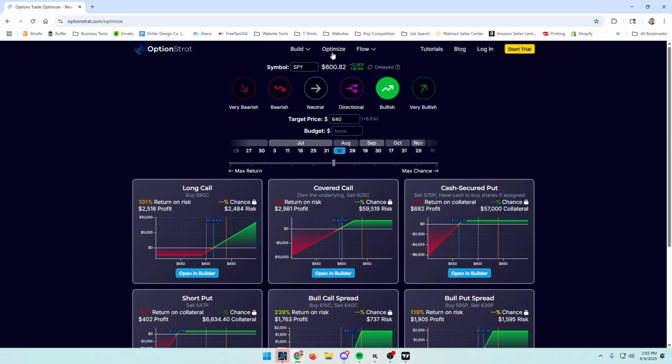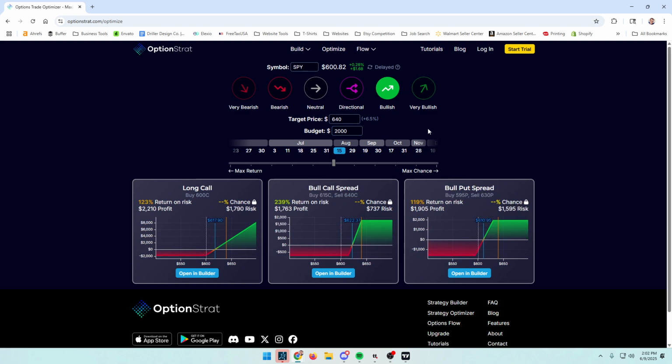But yeah, I think that's a very genius idea. Hit your target price. Put your budget in. Say I have a $2,000 account. This is what I can do. This is a level 1 account. These are level 3 accounts.